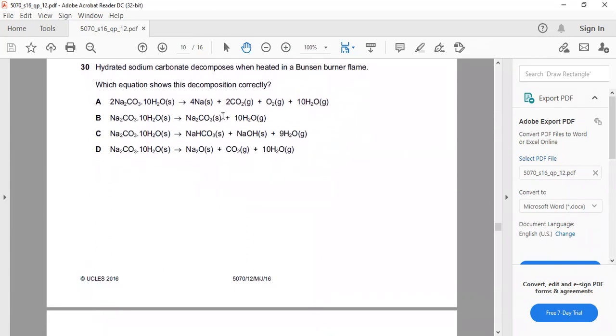Hydrated sodium carbonate decomposes. So usually in general, sodium carbonate itself does not decompose easily, it is thermally stable. In O level we teach you like this, but in A level there is a question where sodium carbonate decomposes at very high temperature. But in O level we teach you it's thermally stable.